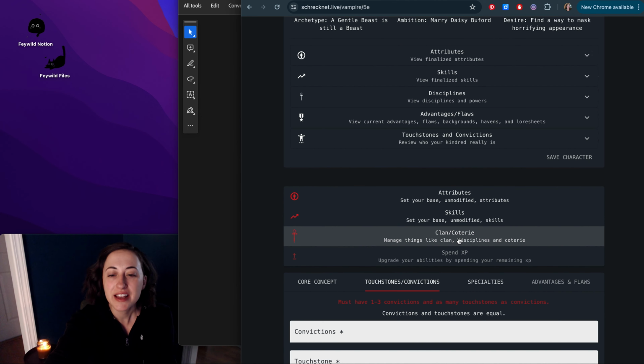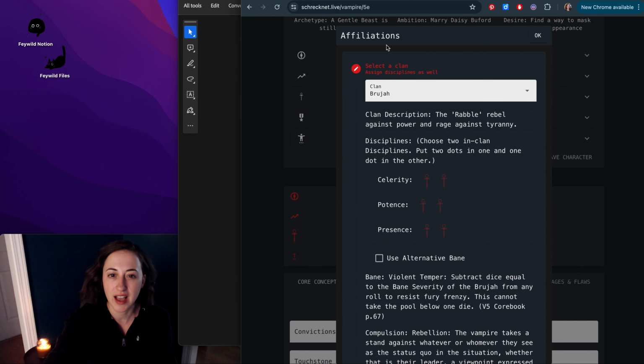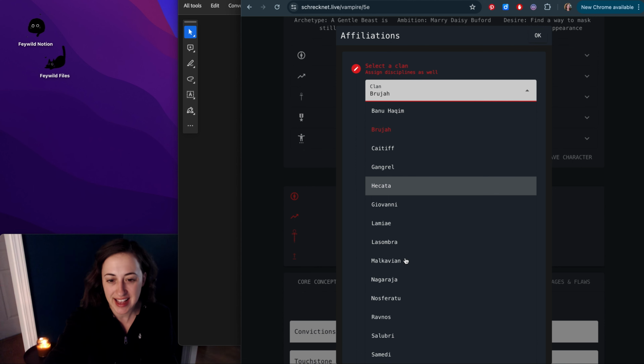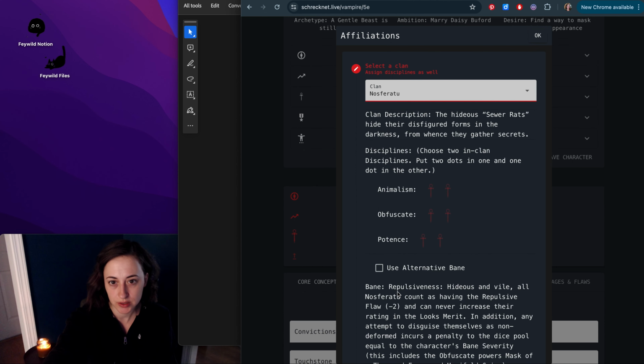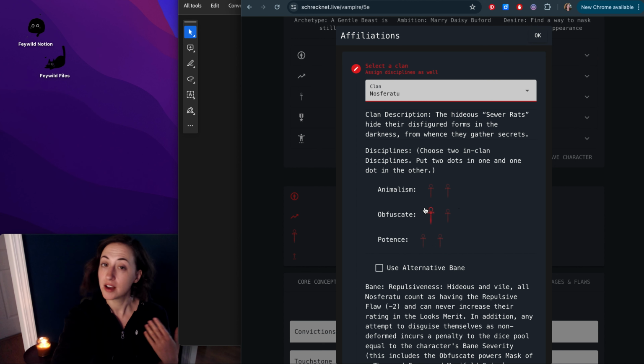And then you get to pick your clan. Okay. So like I said, he's gonna be a Nosferatu, and so you get to put 2 dots, and once again, if you haven't read about dots, they make more sense if you read the rules, but you get to choose one of your disciplines with 2 dots and the other with 1. So you have 3 potential things.